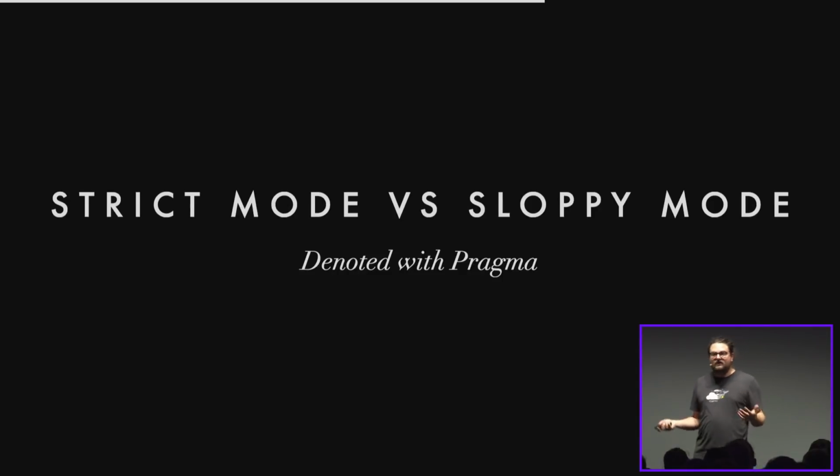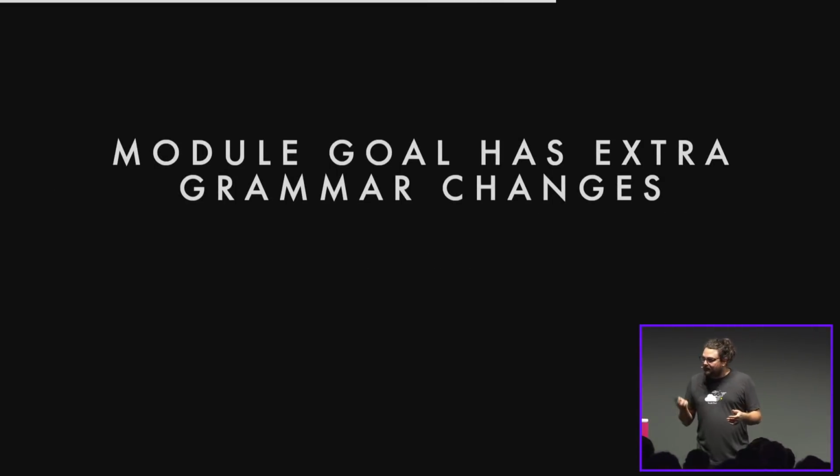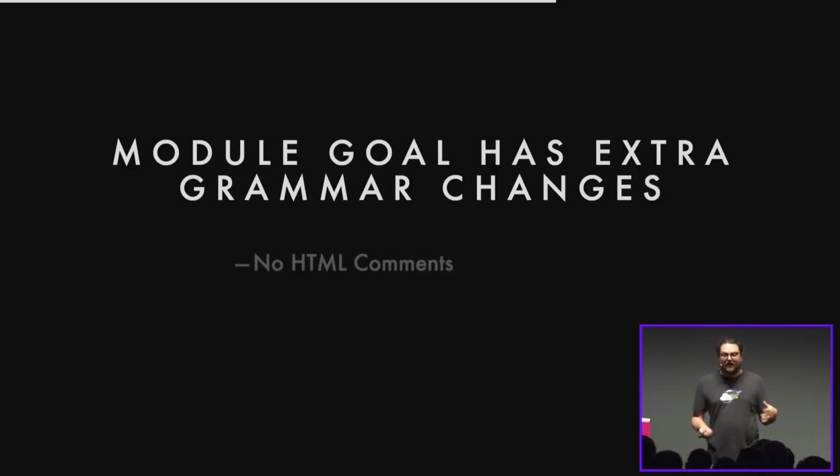Generally, we don't want to break the language. We don't want to change the way things work. So strict mode was a way to remove some dangerous things from the language, but you did it explicitly and it was opt-in, so the chance of breaking things that had been on the web before was really low. Now, the module goal, which is different from both the strict and sloppy goal, actually has some extra grammar changes that are on top of that.